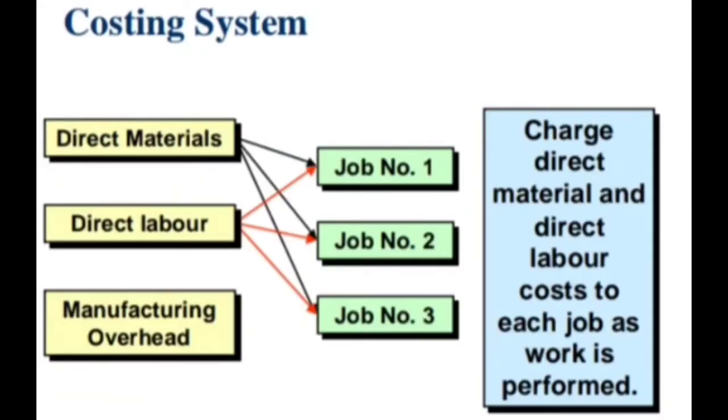Then the direct material and direct labor are apportioned to different jobs, not to only one job. So we have job number 1, 2 and 3. Direct material and direct labor are allocated between all these jobs.